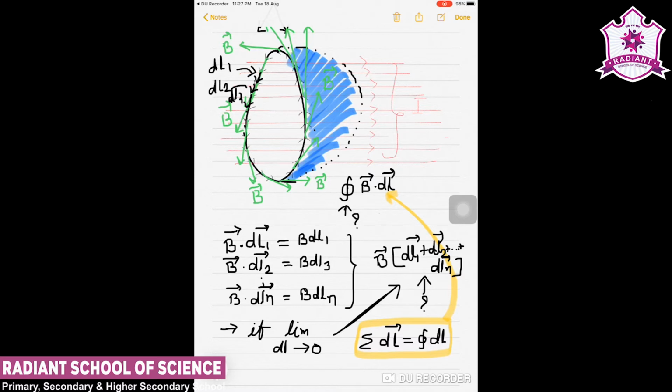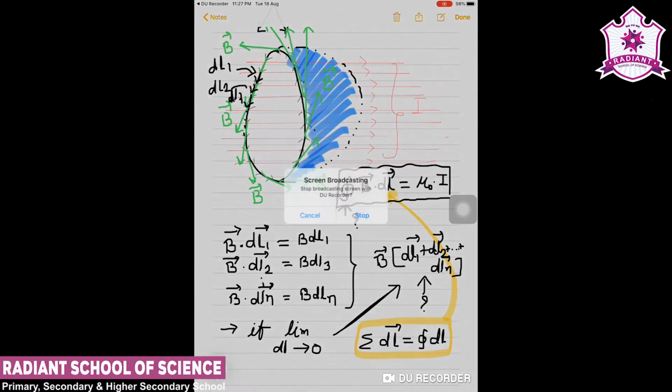Now how do we explain that it is equal to mu 0 into I? That is the part of the detailed calculation that is not in our course. We have to just accept that it is mu 0 into I. It can be proved by using Biot-Savart's law. It is actually one of the simplest extensions of Biot-Savart's law.